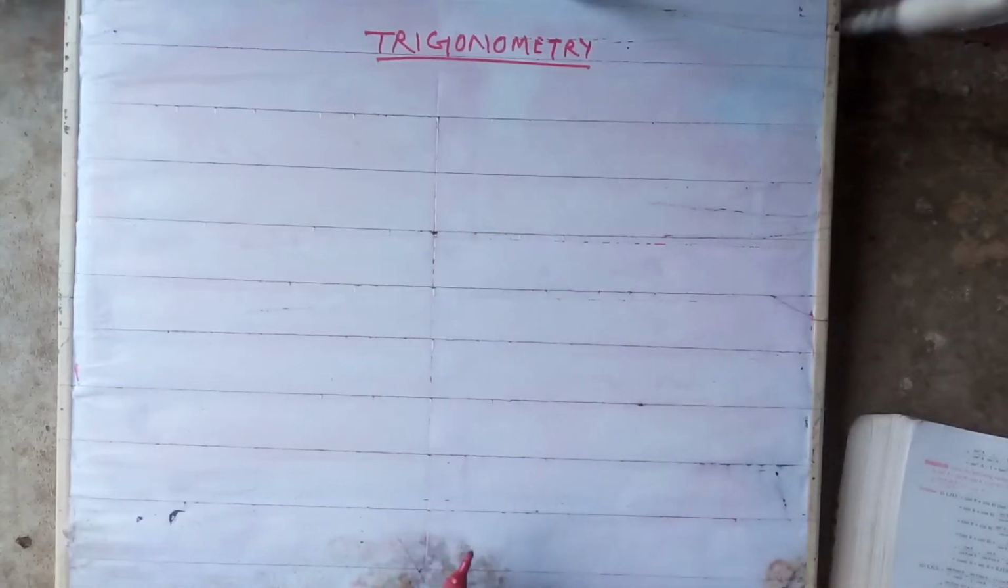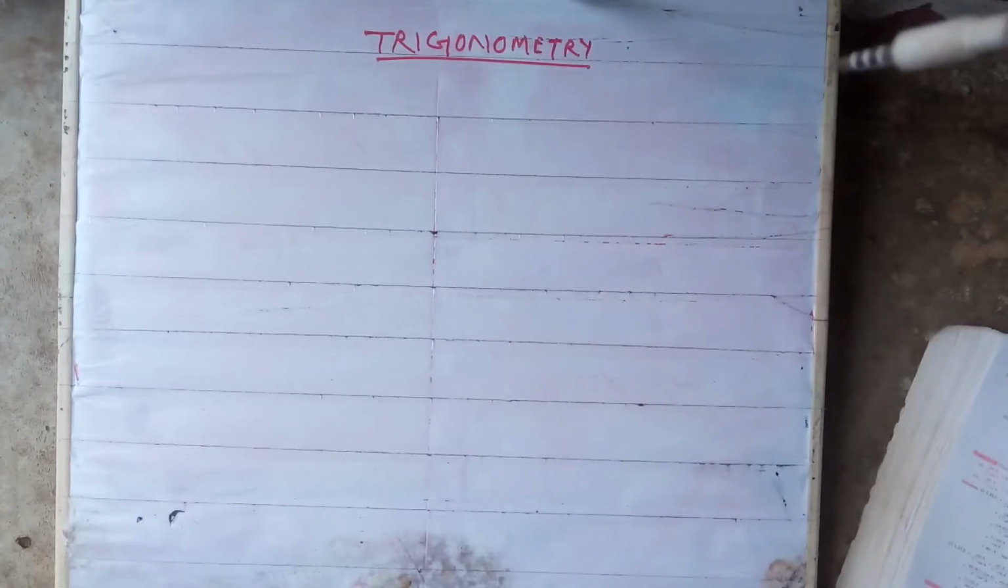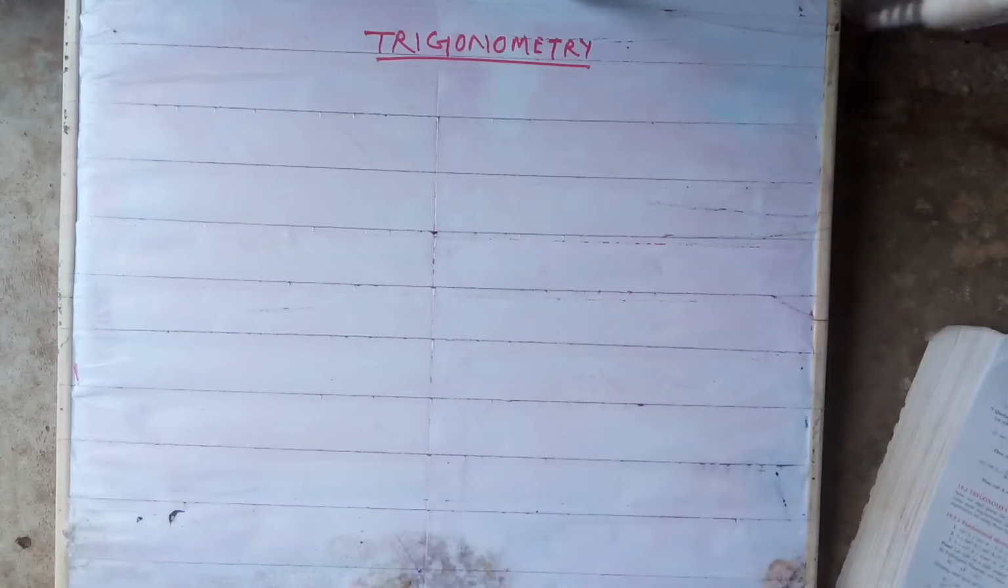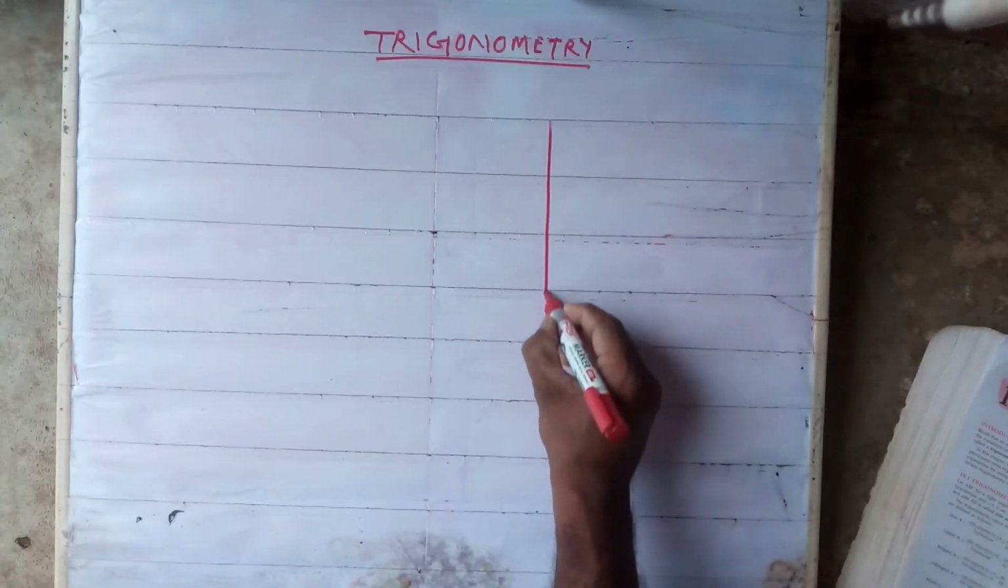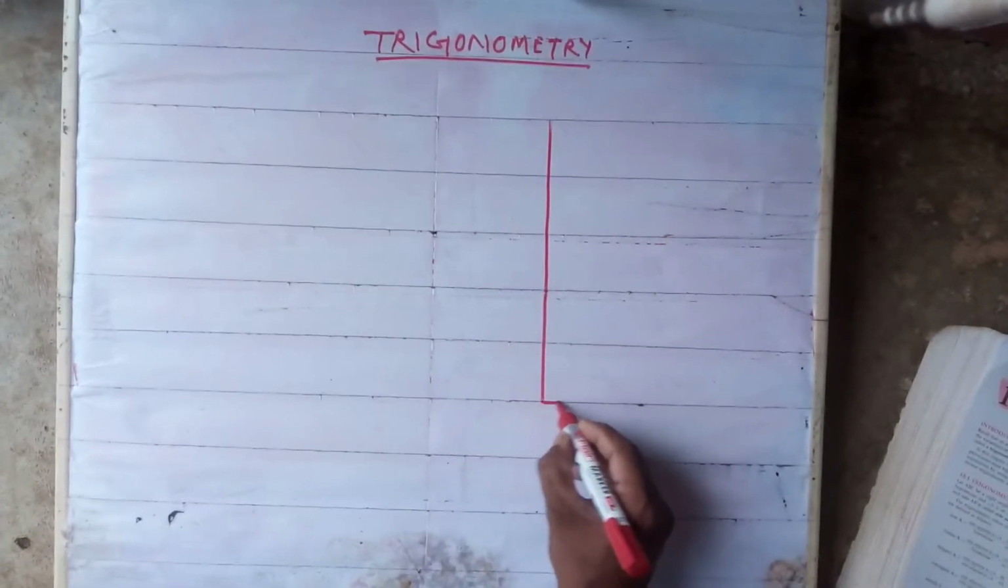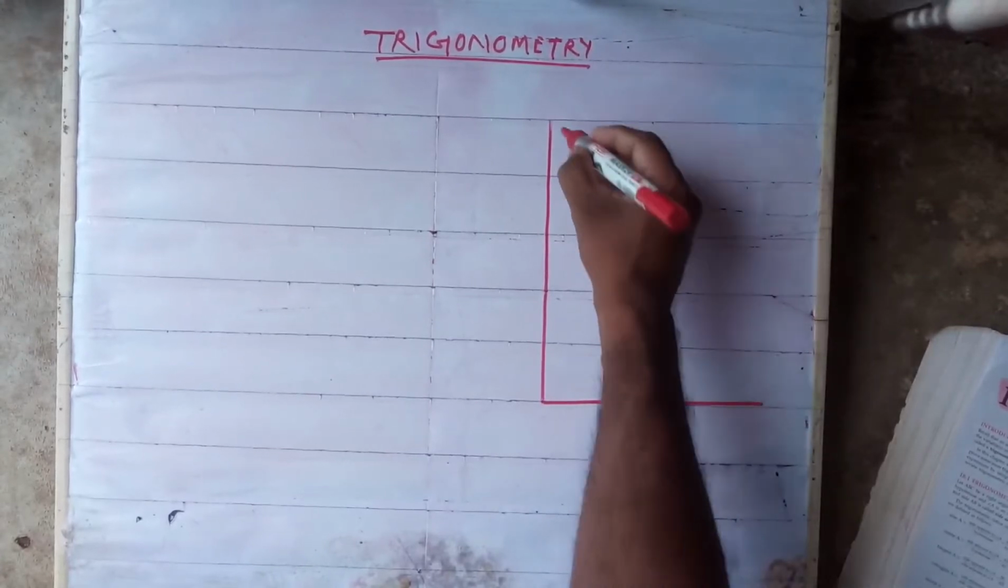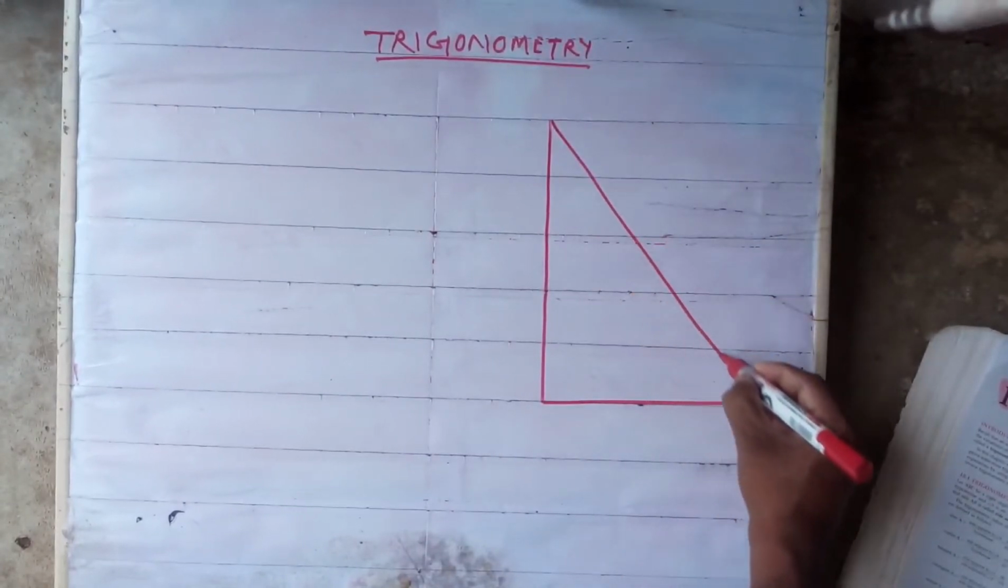Today's topic is trigonometry. Trigonometry is a special chapter in which we are going to relate angles and sides. Before, in whatever concepts we read, we read only either the relation between the sides or between the angles. Here we are getting a relation between angles and sides.